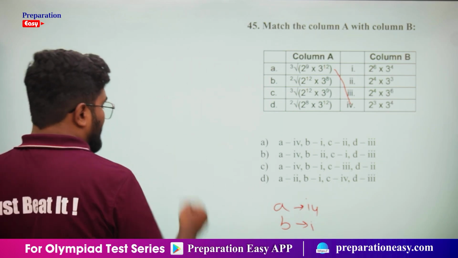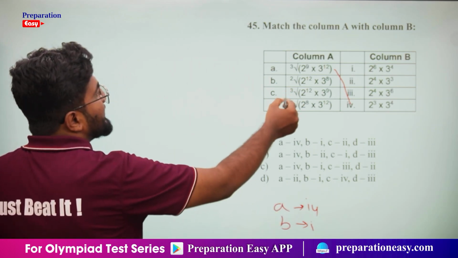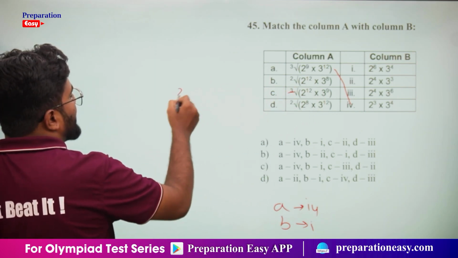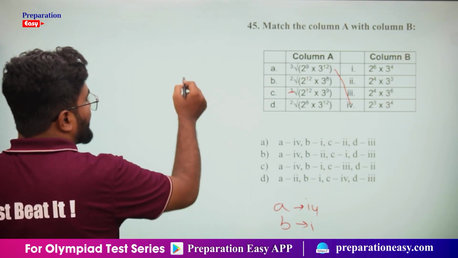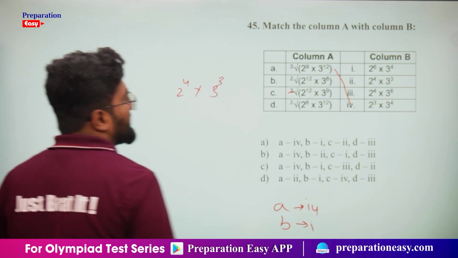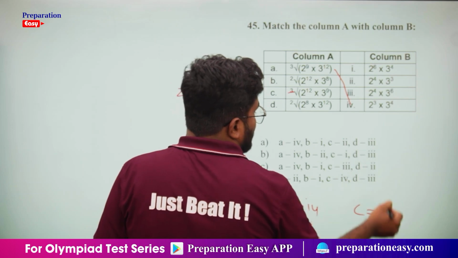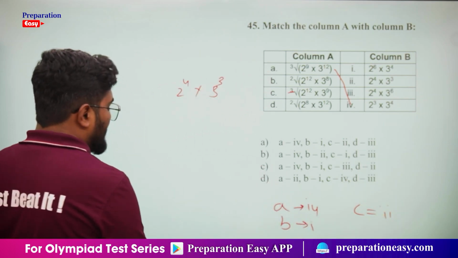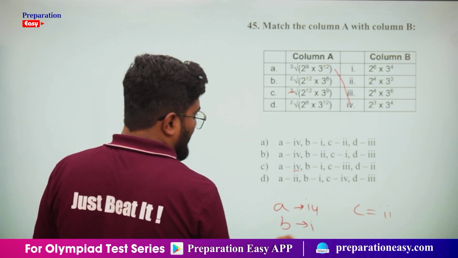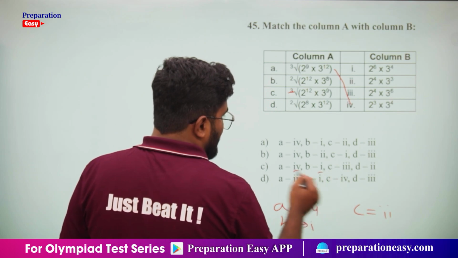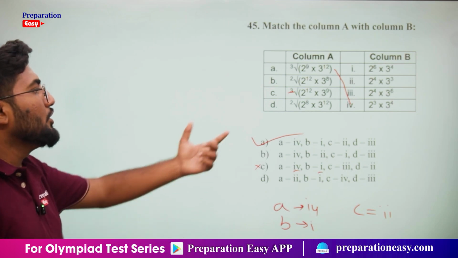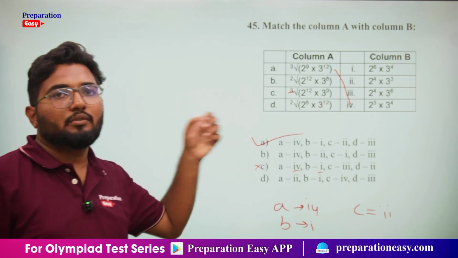Okay, then next one, C, 2 power 12 and 3 power 9. 12 divided by 3 would be 2 power 4, and 3 power 9 would be 3 power 3. So 2 power 4 and 3 power 3. C would be second. And at last D. The remaining would be D. A fourth, B first, C second, D third. D would be third. 8 divided by 2 is 4 and 12 divided by 2 is 6.